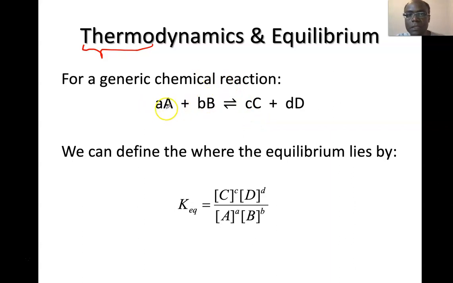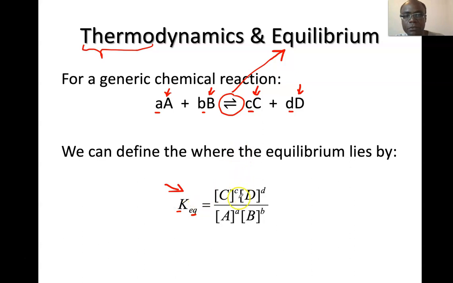So let's say you have this generic reaction with the balanced coefficients. You know the way you write an equation of reaction where A and B react to give you C and D, and then you have to balance it to get the leading coefficients, lowercase a, b, c, d. And then we have an equilibrium arrow shown there. So the equilibrium can be defined by this equation here.